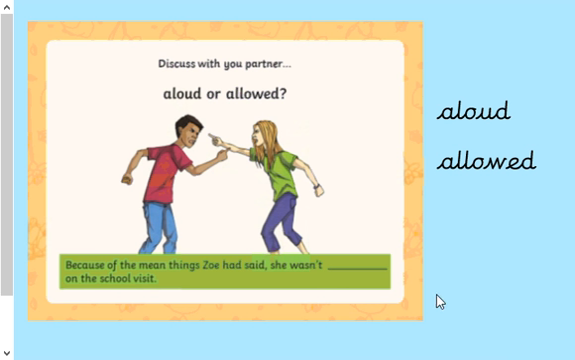Okay, in this case, aloud, you can see that the root word there is loud, which is to do with volume. Well, that wouldn't fit in this sentence, because this isn't talking about how loud something is. What we would need to have in there is this one here, allowed. Again, this one is a verb, that one would be a noun. So Zoe had said she wasn't allowed on the school visit. The verb would fit into there. It would be this word here.